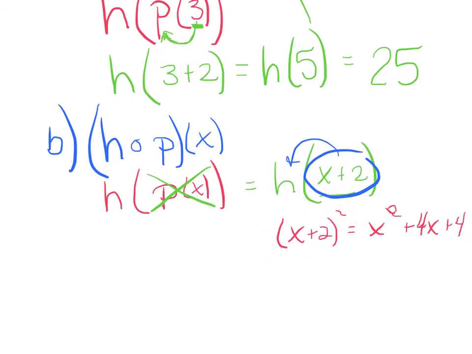Now notice, because there's a plus sign, you can't just go around squaring terms. You have to FOIL. So this time I had to write it twice. X plus 2 times x plus 2. And I've got x squared plus 4x plus 4.